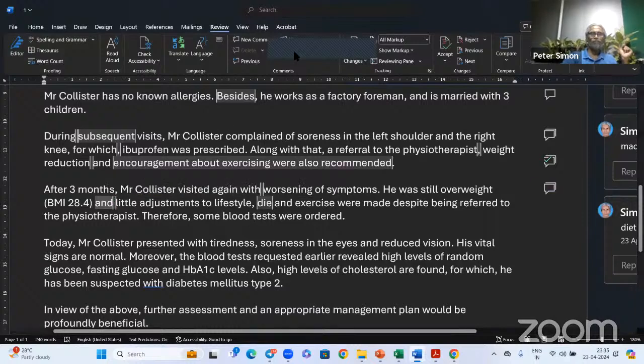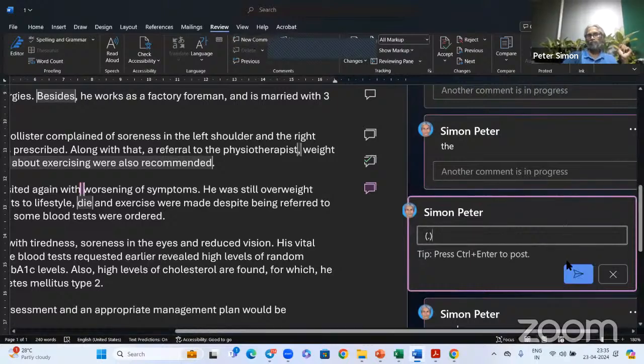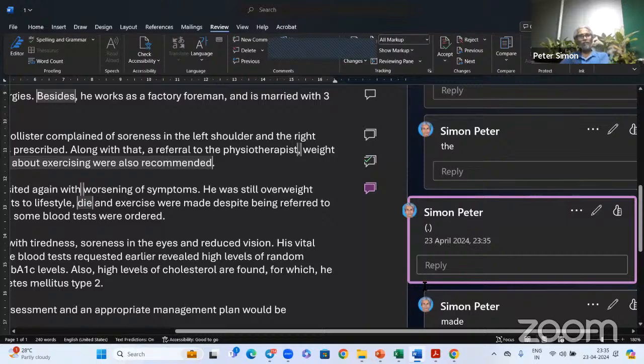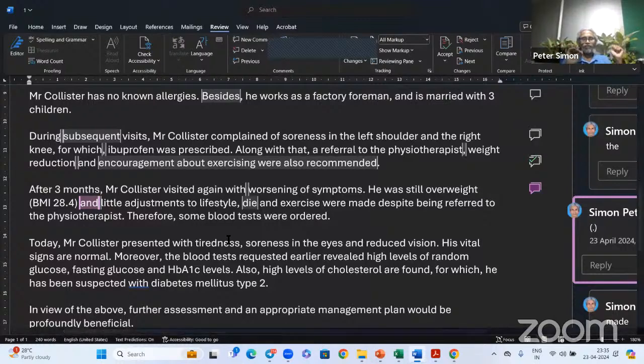Yeah, put a full stop there. Okay. No need for this lengthy sentence. You are not able to match. Okay. So he was still overweight. Right.